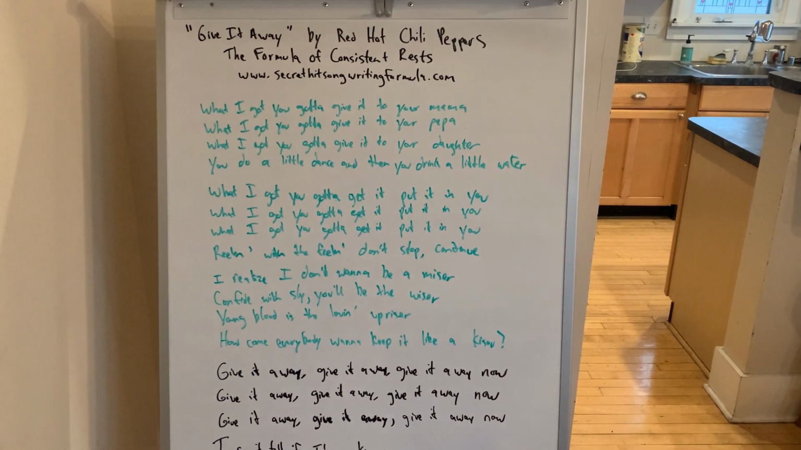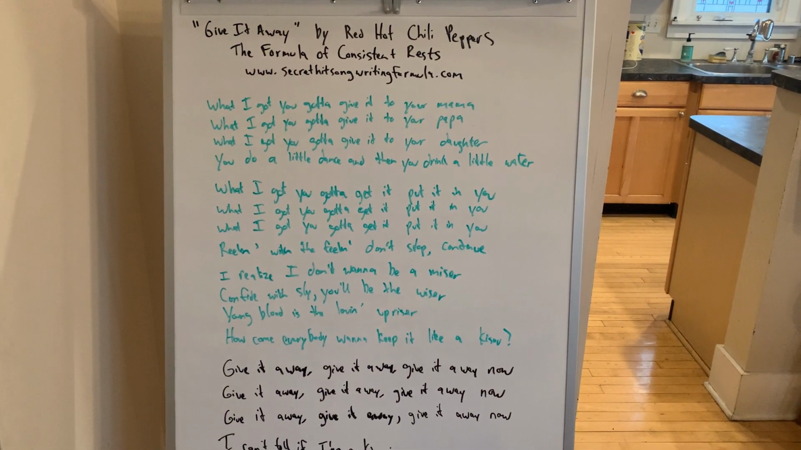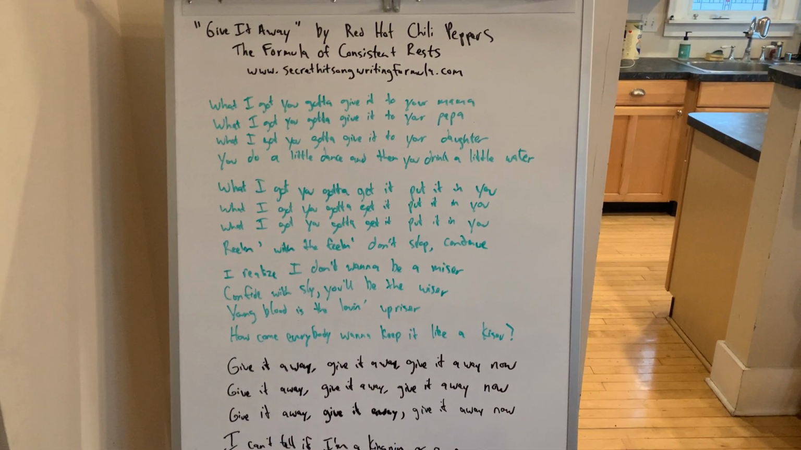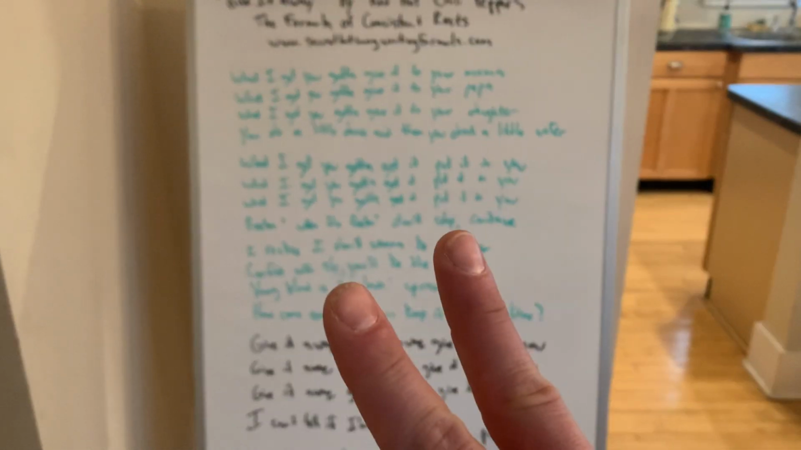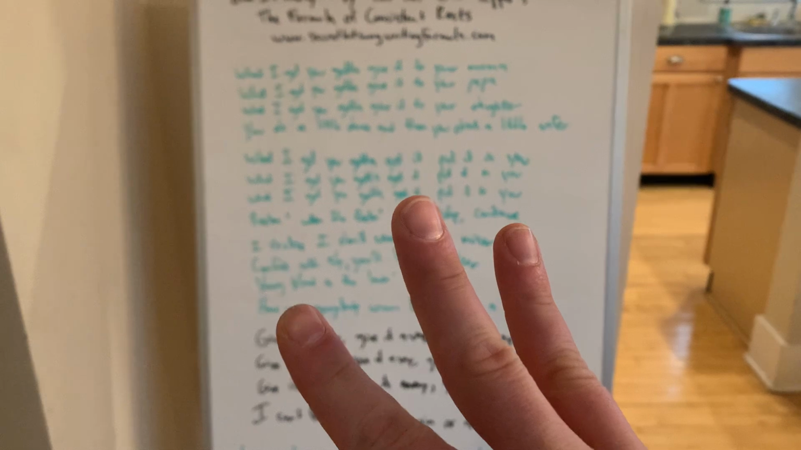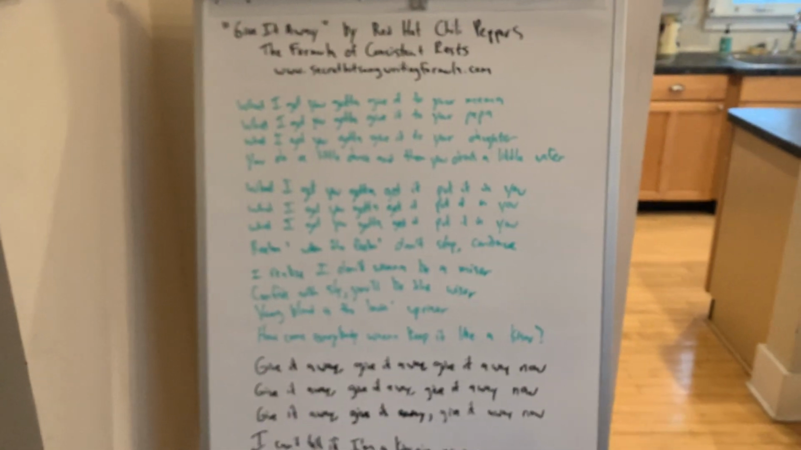So, in today's video lesson, we'll be exploring the formula of consistent rests, which is a little different than the other formulas we've looked at in our other video lessons. We've looked at the formula of twos, the formula of threes, the formula of fives, the formula of sevens, and now we're looking at the formula of consistent rests.